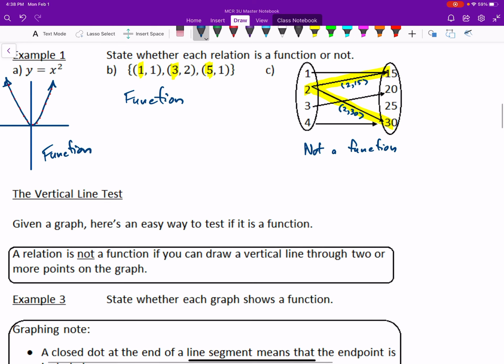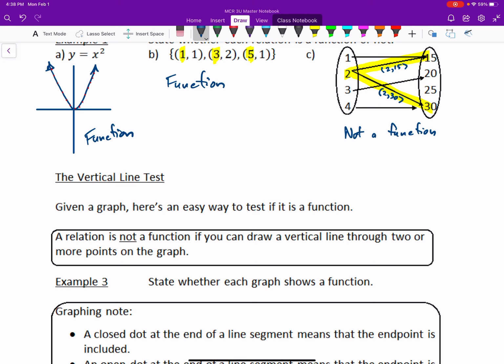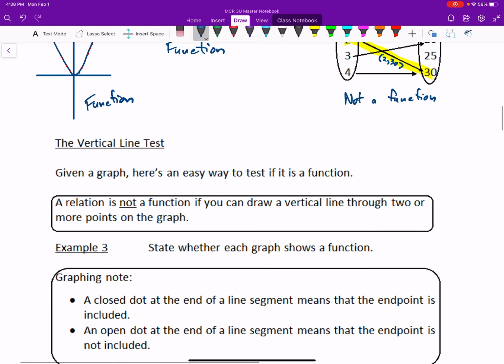That would be no function, not a function. So that's what we're looking for. We're looking for the same x value having 2 or more different y values. The vertical line test is an easy way to tell if something's a function.